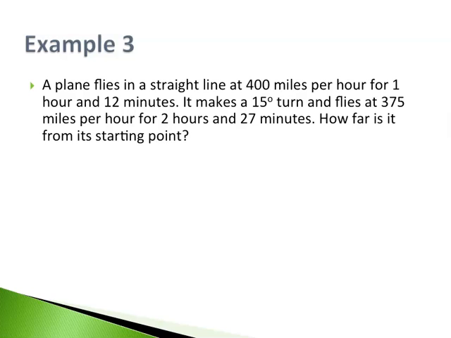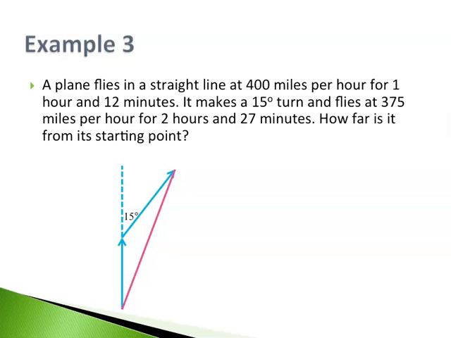Let's go ahead and draw a diagram for ourselves. So here's the first part. Flies in a straight line at 400 miles per hour for 1 hour and 12 minutes. Then it makes a 15-degree turn and flies 375 miles per hour for 2 hours and 27 minutes. So here's the 15 degrees, mark that off there. And now it's asking how far is it from its starting point. So we'll draw a line from the starting point to the end point. So that's that right there. And that's what we're trying to solve for.